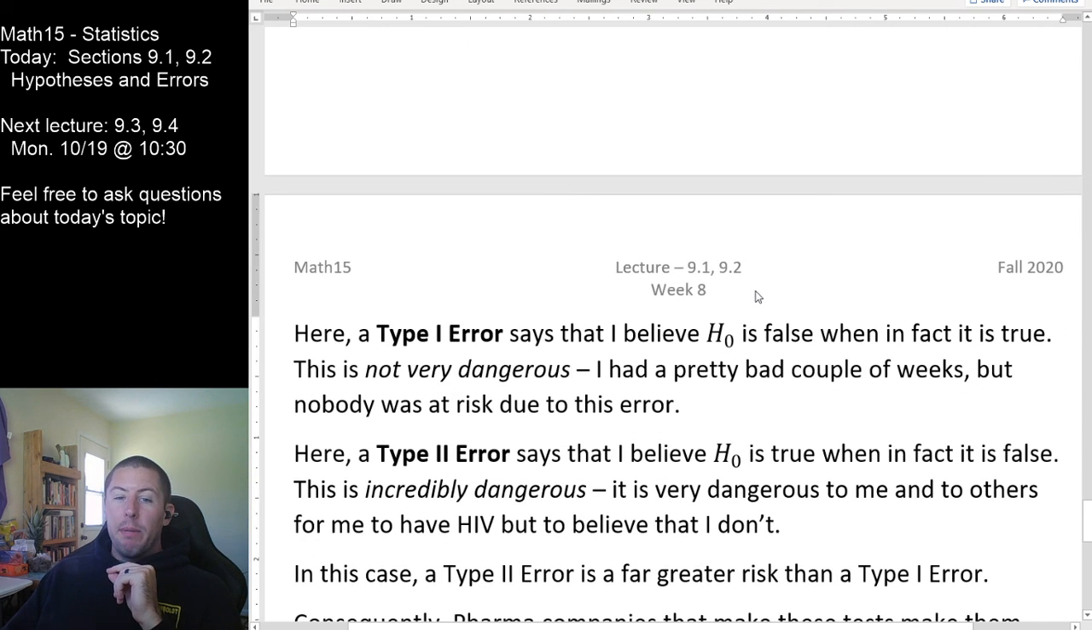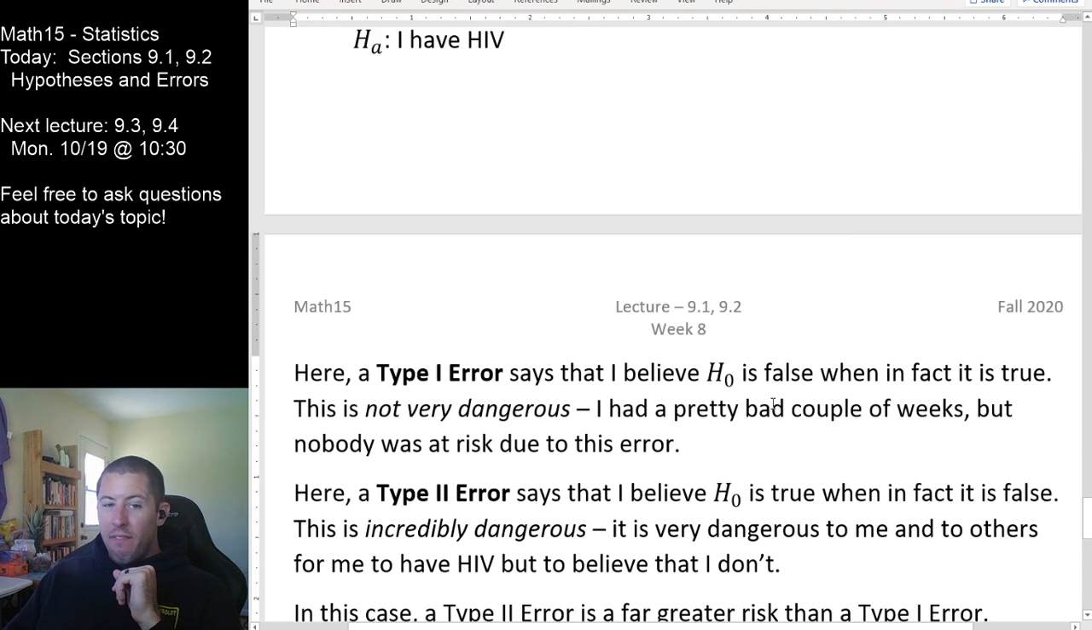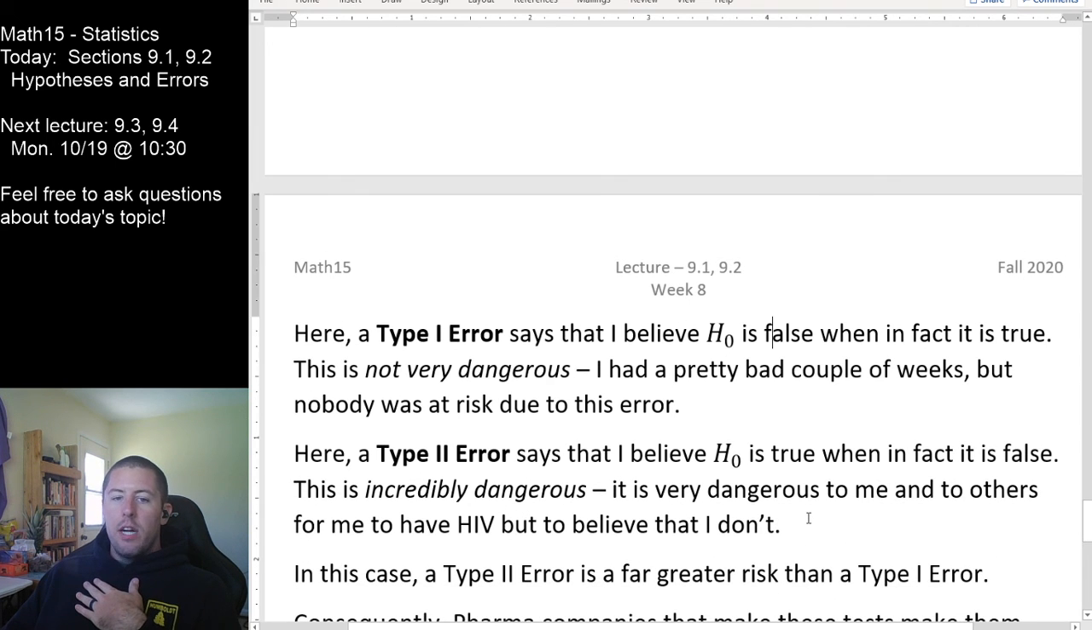That is incredibly dangerous. It's incredibly dangerous for a person to actively believe that they don't have HIV when they do have HIV. That's very dangerous to the person because they probably need to be getting treatment. It's very dangerous to other people because they might be spreading that to other people, believing that they're not at risk of doing so, right? In this case, a type 2 error is a way, way huger both individual and societal risk than a type 1 error is.